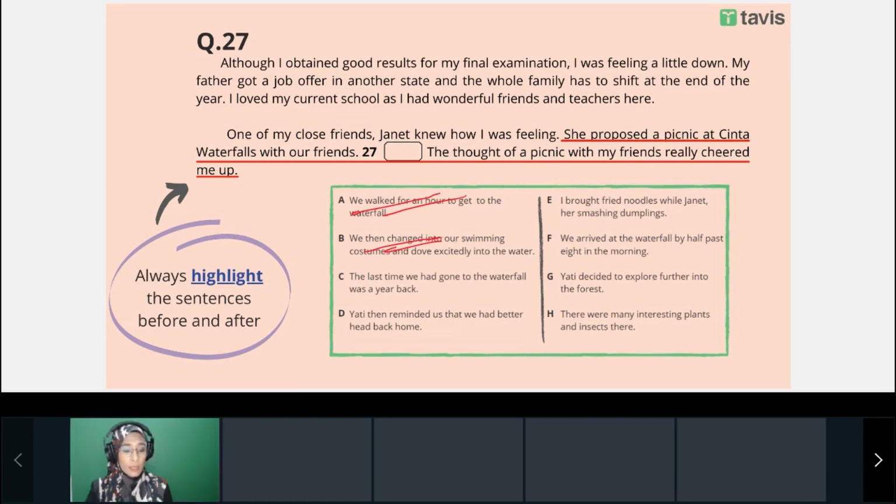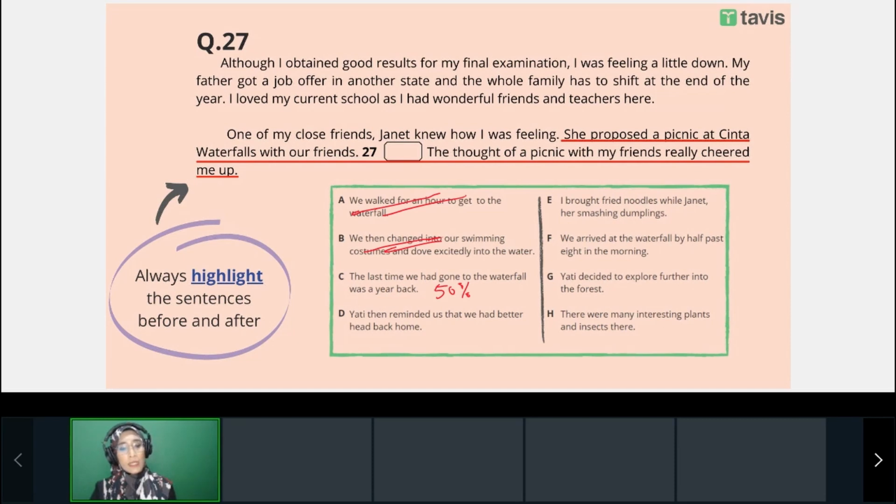All right, so maybe. Now, previously, I always like to put a percentage. So if you think this is a higher maybe, if you think like how I would think it is, I would score it as 50%. Now, let's go to D. Yati then reminded us that we had better head home.